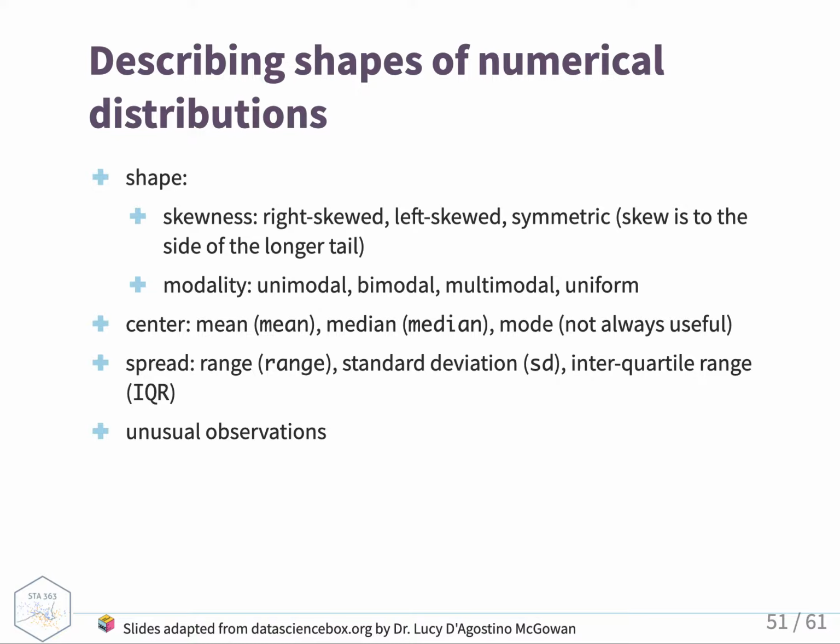The other way to describe numerical distributions is by the center, so the mean or the average, the median, and the mode. Another way is the spread, and so this is going to be like the range of the data, the standard deviation or the variance of the data, or the interquartile range. And then finally, it's nice to describe unusual observations.